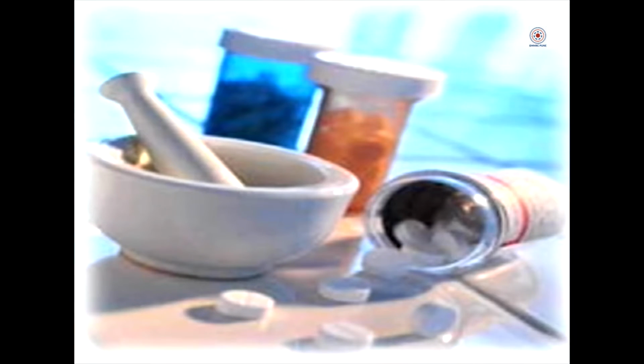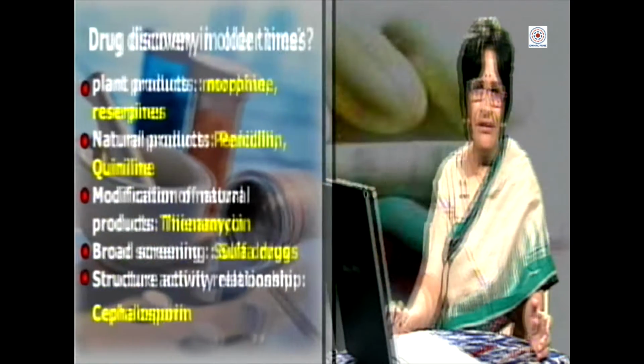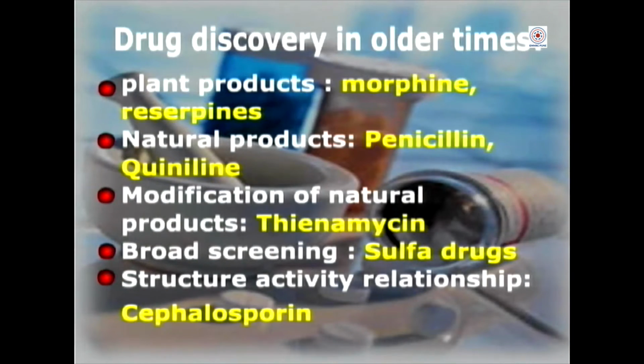In the ancient time, people used very simple things. Any source of information, right from folklores, was used for the drugs. The plant products were the first natural choice. For example, drugs like morphine and reserpine were all plant products.